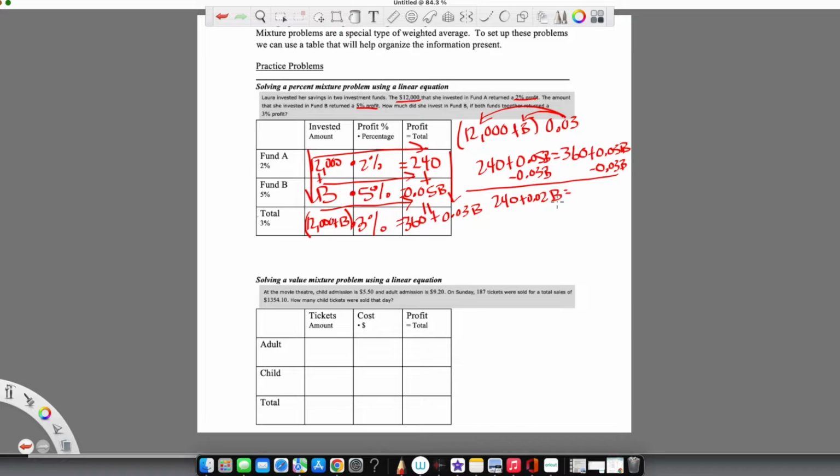Don't forget that part. I have students forget that part all the time, where we all of a sudden don't have a variable because it was kind of left behind. The 360 just comes down because we haven't done anything with it yet. And 0.03b minus 0.03b cancels out.